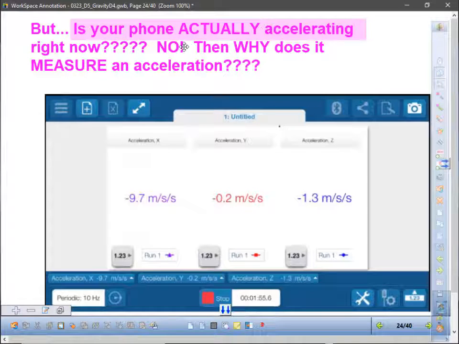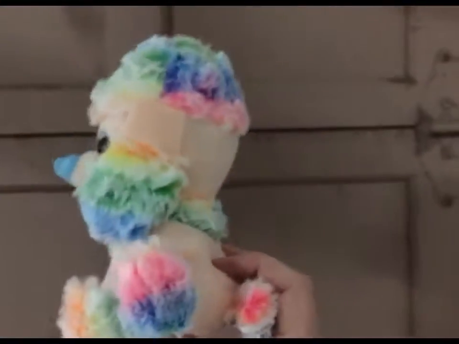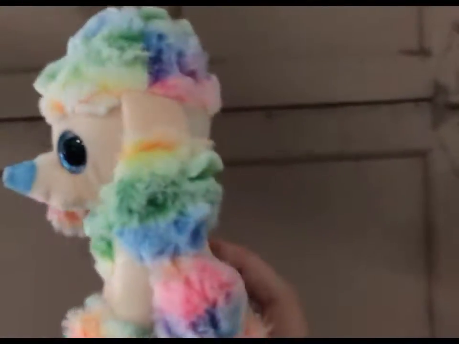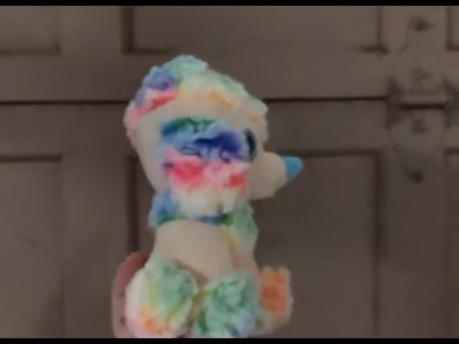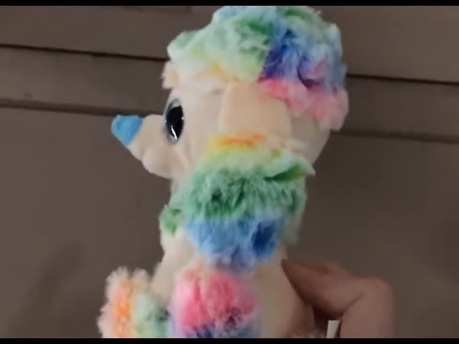No, it's just sitting on a table. Why is it measuring acceleration? Well, let me show you with this stuffed animal demonstration. For this little dog stuffed animal, when I accelerate it forward, you can see its ears move, right? When I accelerate it backwards, the ear moves. You can feel that on your head and your neck.